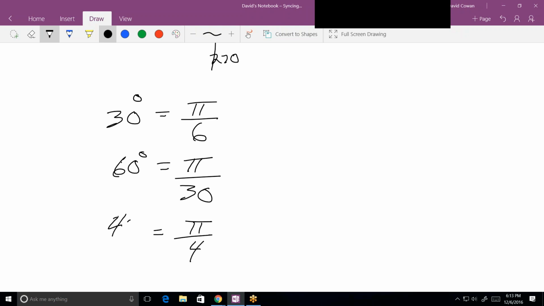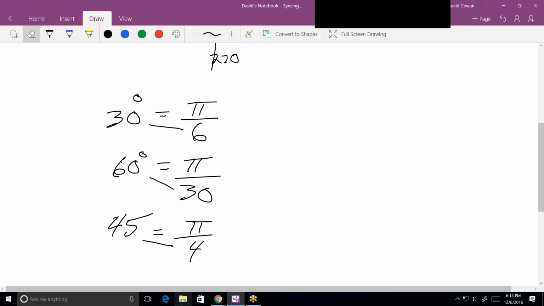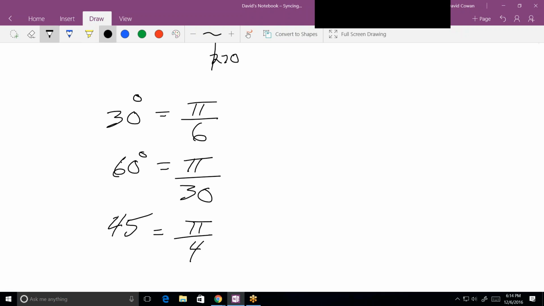All these common angles we've been talking about, these two numbers multiply to 180. Those two numbers multiply to 180. Those two numbers multiply to 180. So converting these angles into radians is actually far easier than using that conversion formula they taught you. You can use it, but this is easier.